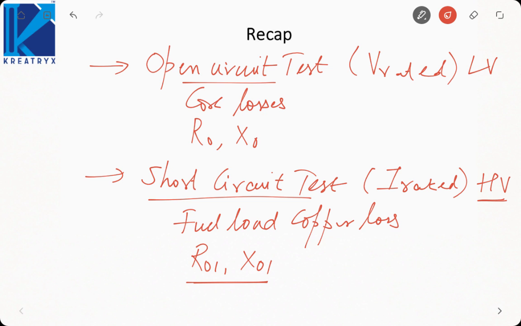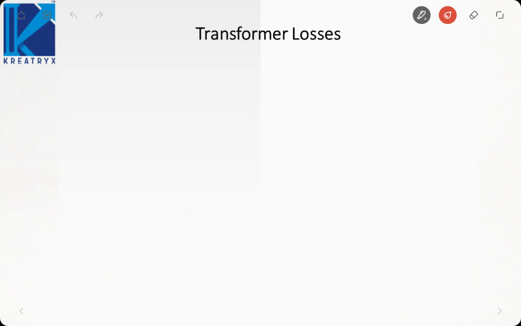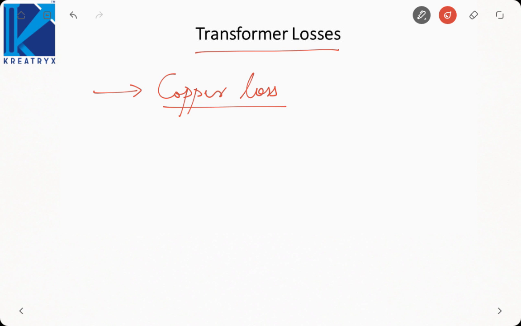In this lecture we will try to understand what kind of losses occur in a transformer and what is the significance of the different losses. Basically there are four types of losses that we consider in a transformer. First is called copper loss. Copper loss is the loss that occurs in the winding of the transformer, and since the winding is made of copper, it is termed copper loss.